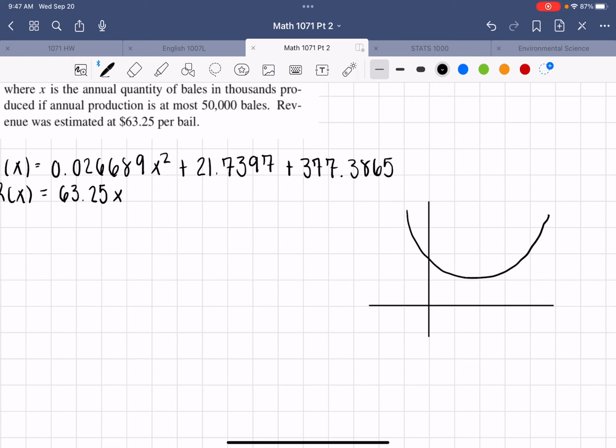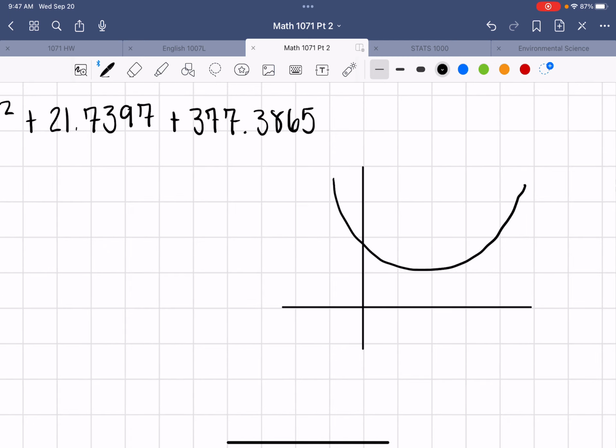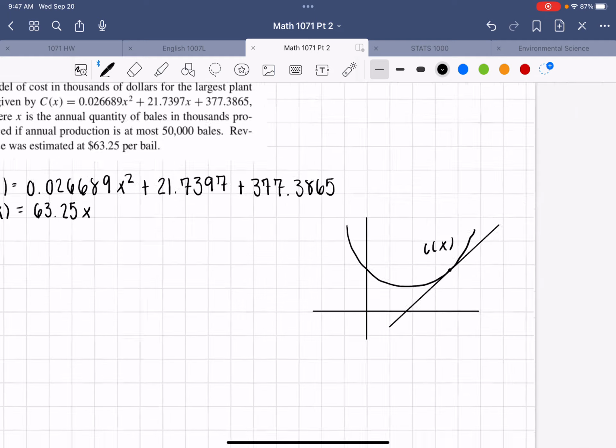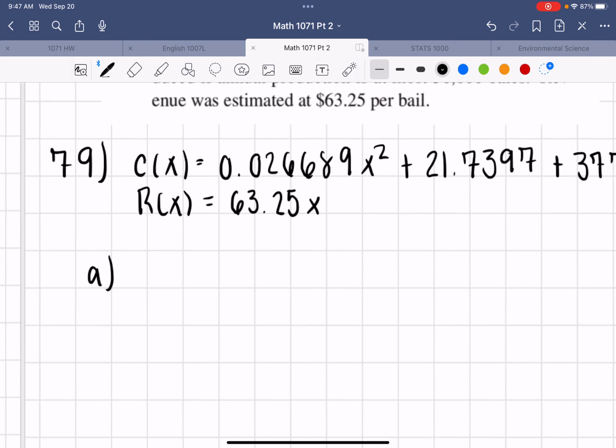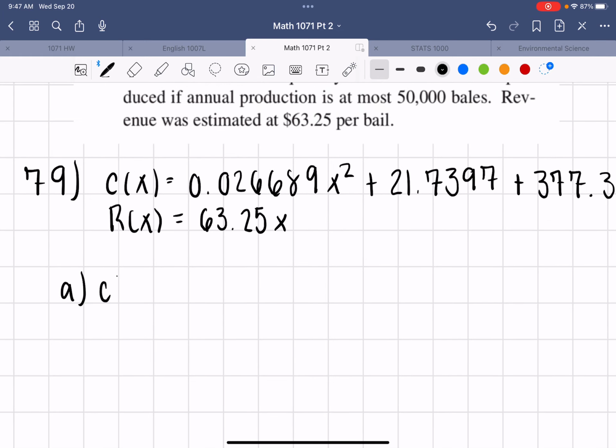Take the derivative here. You've got this ugly coefficient times 2x plus, there's just a coefficient that stays, derivative of x is 1. And of course that is just a constant, its derivative is 0. So there's your marginal cost. Your marginal revenue, well that's pretty easy, 63.25. Coefficient stays, the derivative of x is 1.